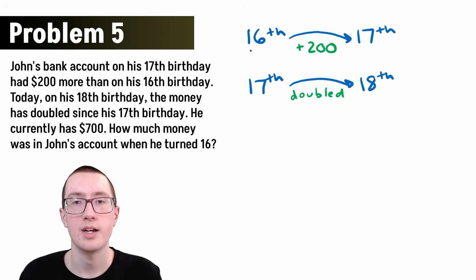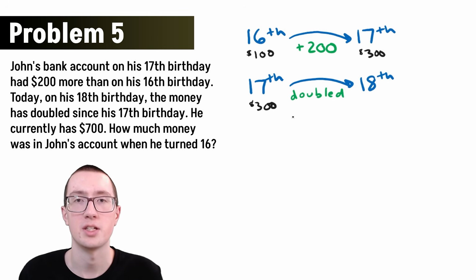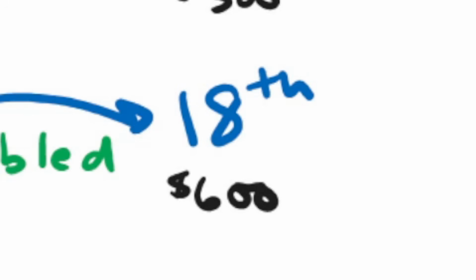So for example, let's say he had $100 on his 16th birthday. Let's say that the problem told us that. Well, to figure out how much he had at the end, all we need to do is do each of these steps. So on his 17th birthday, he added $200. So now he has 300. And then from the 17th birthday to his 18th birthday, it doubled. So it doubles from 300 to 600. And our final answer would be $600.